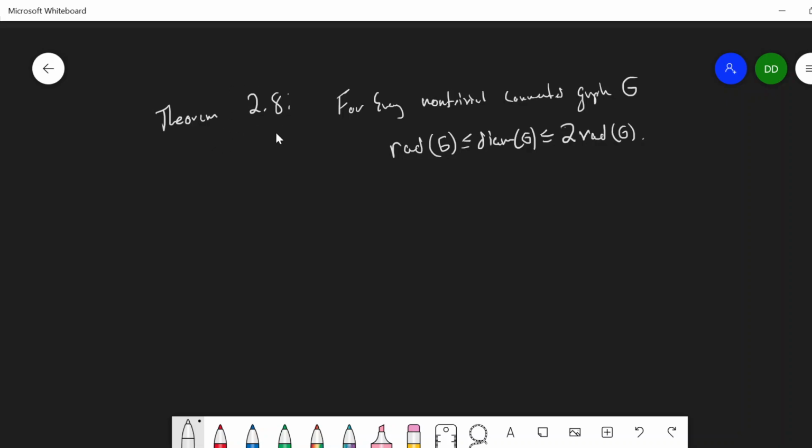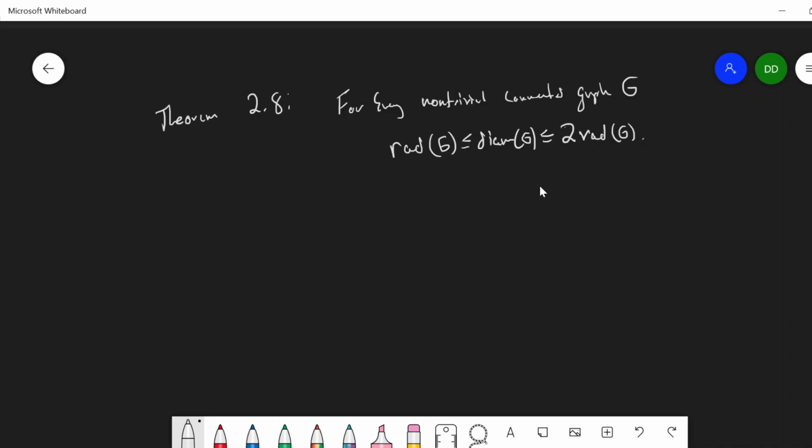So this is the theorem we're getting at, Theorem 2.8: for every non-trivial graph, the diameter is at most twice the radius. This first inequality is immediate from just the definition of radius and diameter. It's included in this theorem for posterity. But the big result here that we want to prove is that diameter is at most twice the radius.